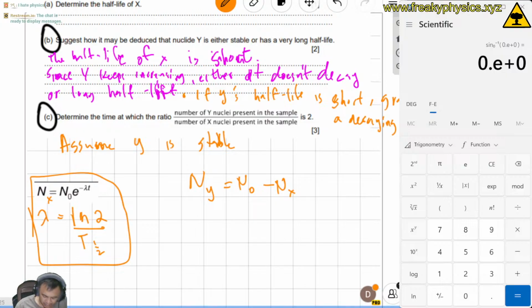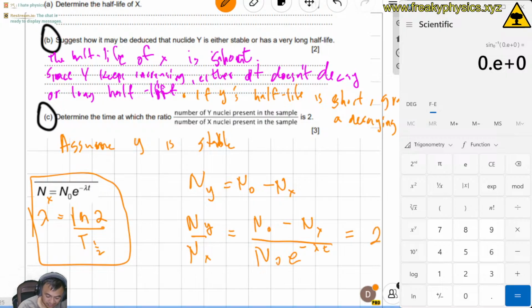Why? Because X turns to Y. So how many particles of X you have, you should have that many particles of Y. You start off with N0, and N0 is the total of X. So what we're gonna do now is Ny over Nx, right? So Ny over Nx will be equal to N0 minus Nx all over N0 e raised to negative lambda t, right? We're looking for the time wherein this is equal to 2.